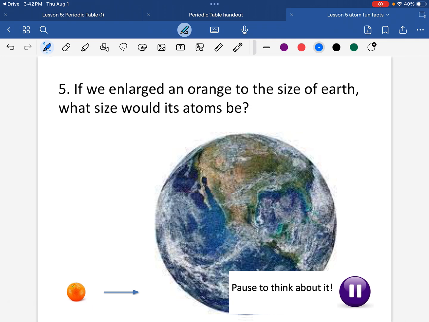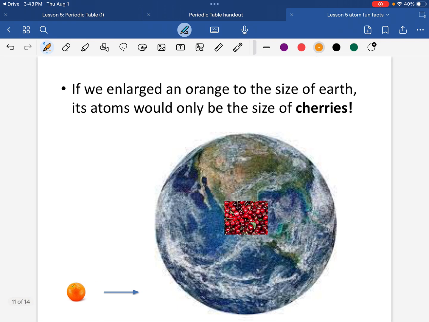Okay, next fun fact. If we enlarged an orange to the size of Earth, what size would the atoms in that orange be? So we're going to have a huge, let's get the color orange here. Our orange is now the size of planet Earth. So all of its atoms have also gotten enlarged. So the atoms are much bigger than they were before. How big would they be now?